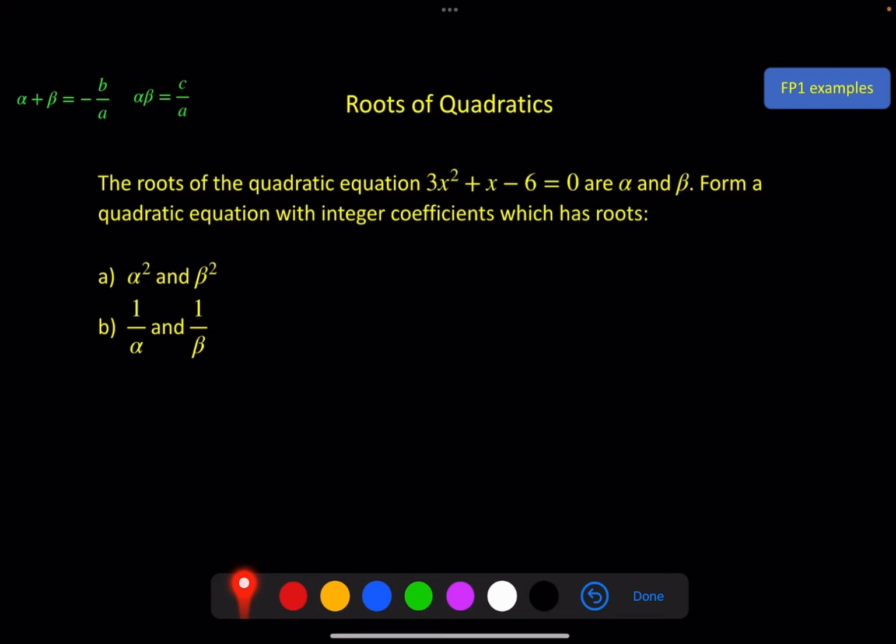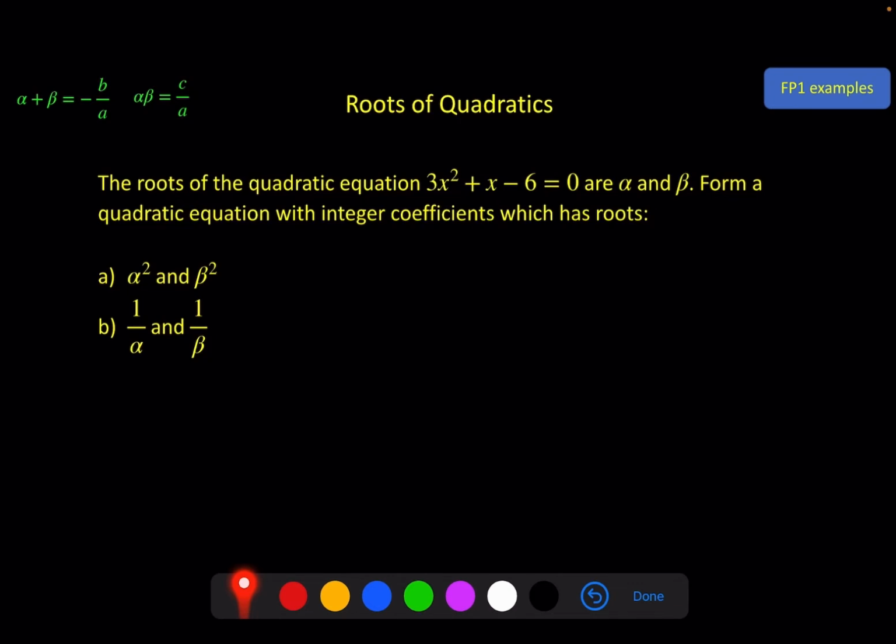The roots of the quadratic equation this are alpha and beta. Form a quadratic equation with integer coefficients, don't forget to come back to this at the very end, which has roots alpha squared and beta squared. So this is the new alpha, the new root, which is the square of the old alpha. This is the new beta, which is the square of the old beta.